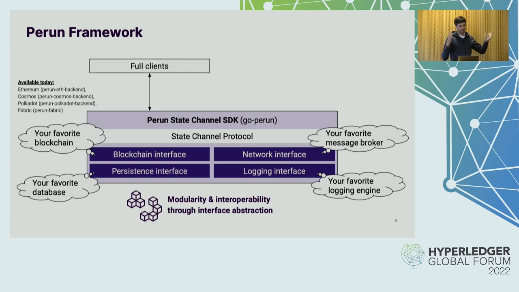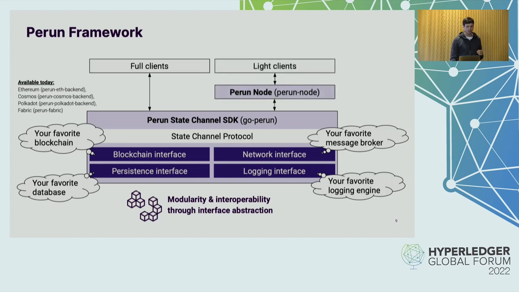And then we have different ways of interacting with this core SDK. If you have a full client with high online capability, who is online for extended periods of time, then you can use the SDK directly. Otherwise, if you have a light client or an embedded device client, which is something that Bosch especially is interested in, you can use a Perun node, which provides some additional services and a simplified user interface for light clients.